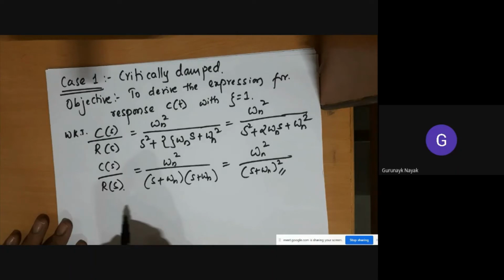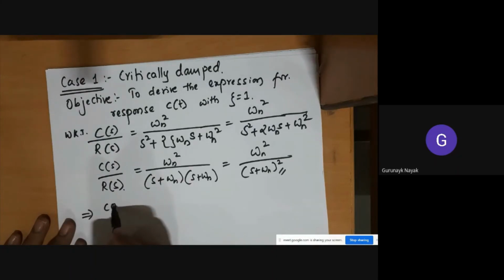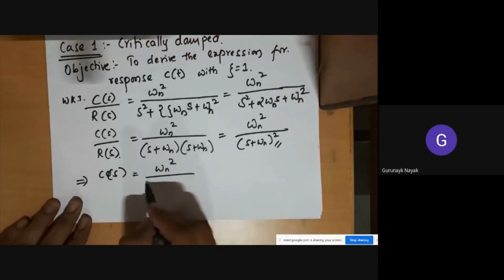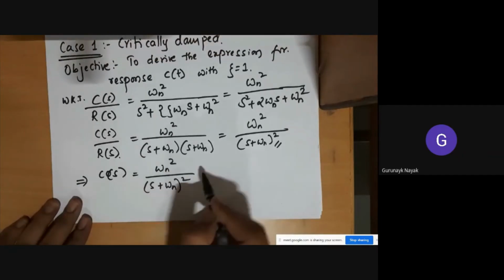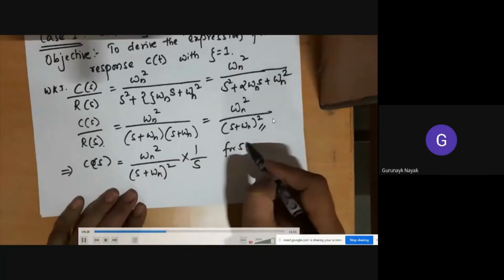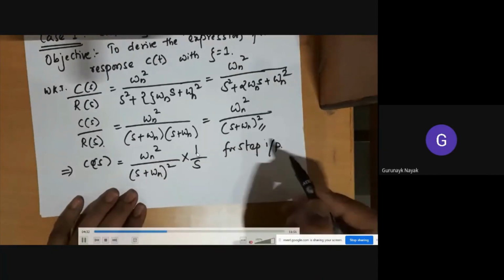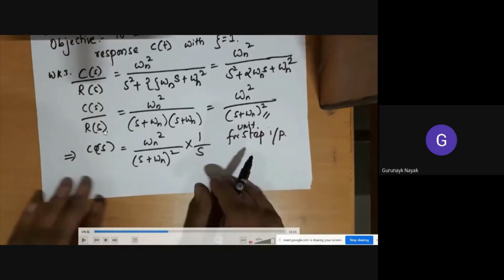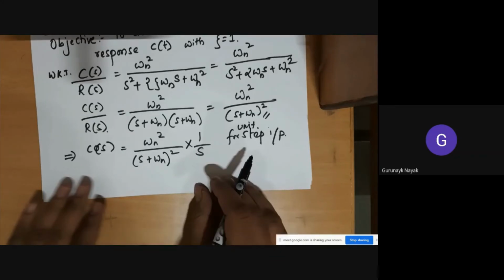Fine. So next we have to write the expression for C of s for a unit step input applied. I'll keep this as it is and take R of s on the other side. So R of s is 1 by s because it is a unit step input. Now C of s is equal to this expression into R of s, the input, which is directly 1 by s.